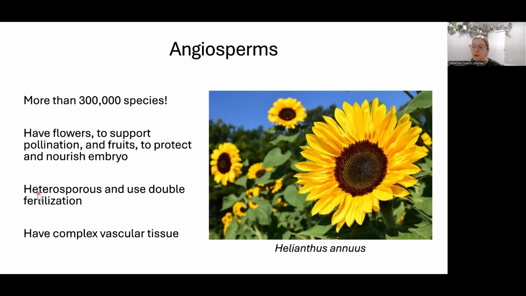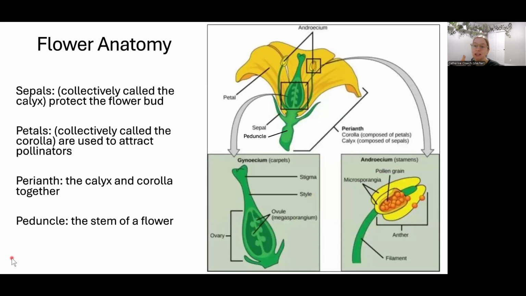Angiosperms are heterosporous, so they have megaspores and microspores, and they're going to use this process called double fertilization. They also have more complex vascular tissue than gymnosperms do. Here we have the anatomy of a flower. A flower is really one of the key distinguishing features of angiosperms.